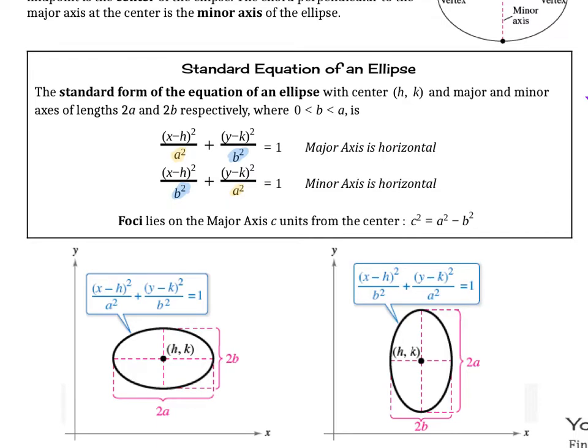Another important formula is that the foci lie on the major axis, c units from the center. And so when we're working with ellipses, this is the equation that we're going to use: c squared equals a squared minus b squared. So that is specific to the ellipse.